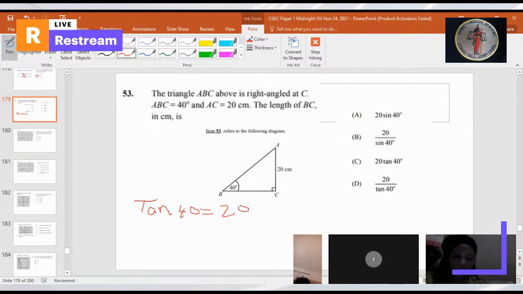So to find BC, it will be 20 over tan 40. So BC would be equal to 20 over the tan of 40. Which one is that? Miss, D. Tan 40. All right, so that is D.